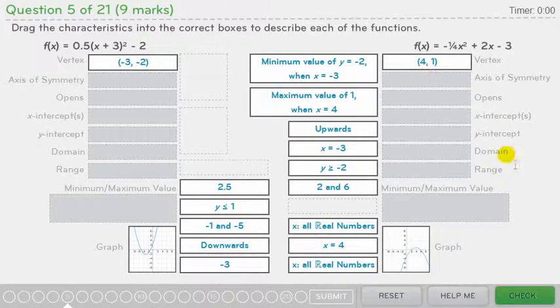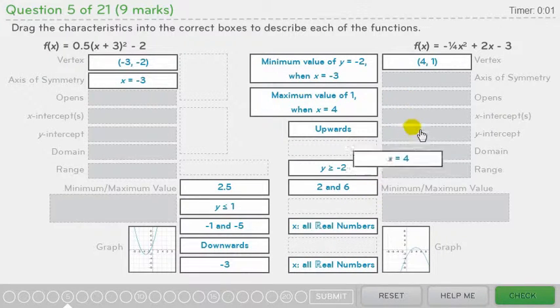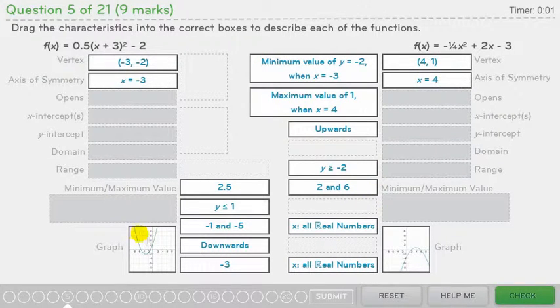The axis of symmetry. The axis of symmetry is always x is equal to whatever your x value is, like so. So we're looking for x = -3. And the x value over here is 4, so we're looking for x = 4. If you recall, the axis of symmetry is a line that divides your quadratic or your parabola in half and creates a mirroring effect.